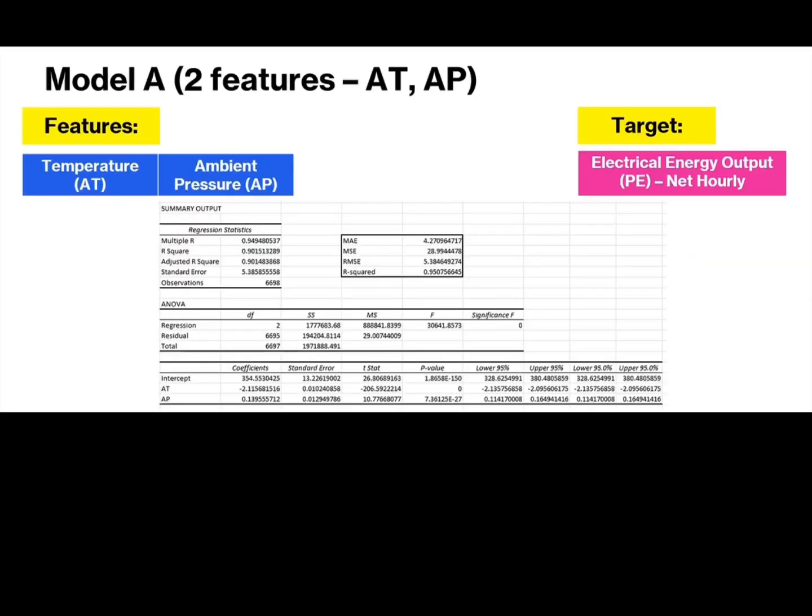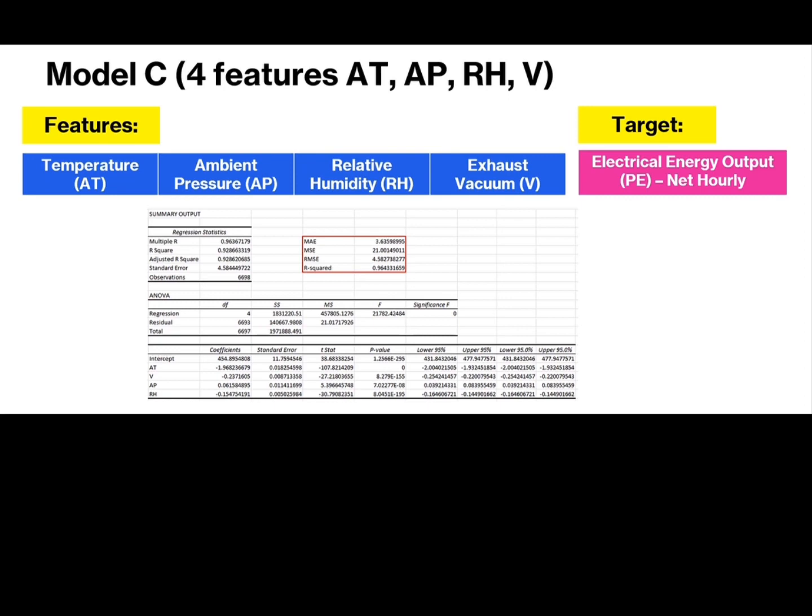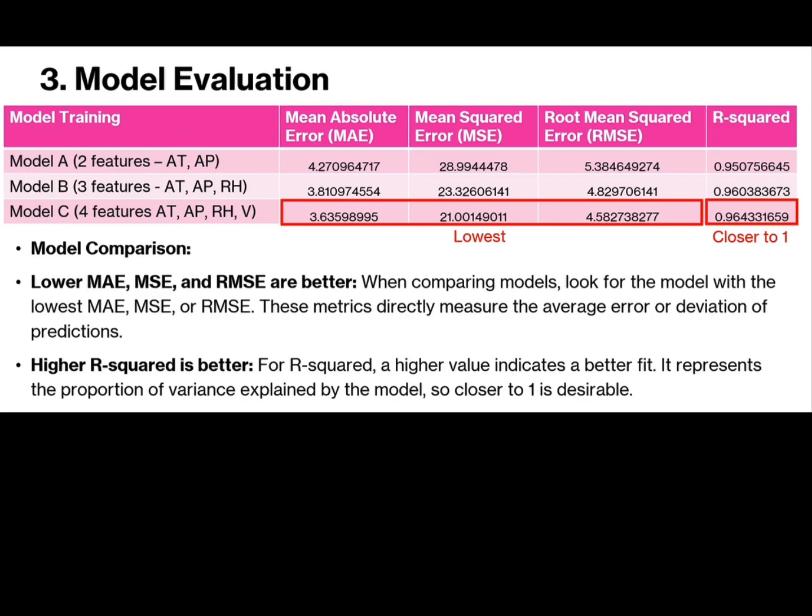Here are the respective outputs for the different models using the different number of features 2, 3, and 4. I compared the efficiencies across the 3 models and noted that the model C has the best efficiency. The indication of a lower MAE, MSE as well as RMSE indicates that it is a better comparing model, because these metrics directly measure average error or deviation from the predictions, and therefore we want that number to be low. A higher R-squared closer to 1 also indicates that it is a better fit.